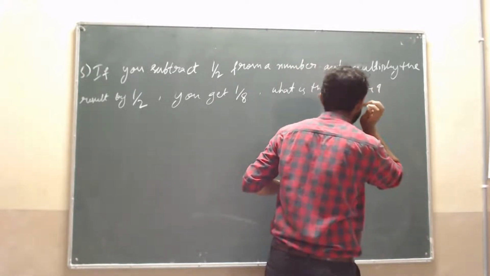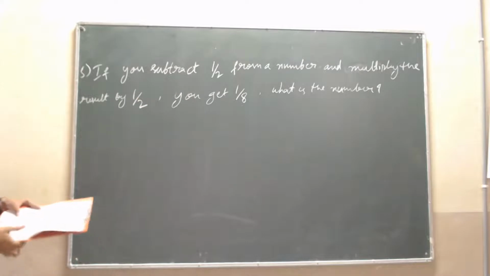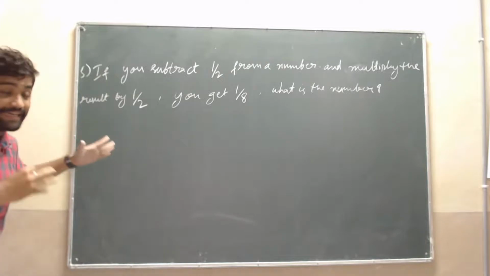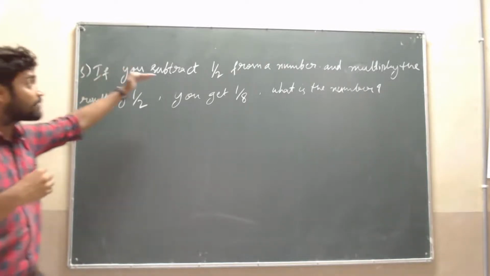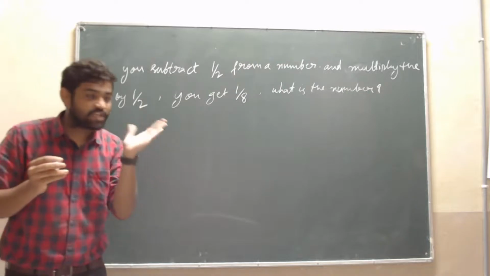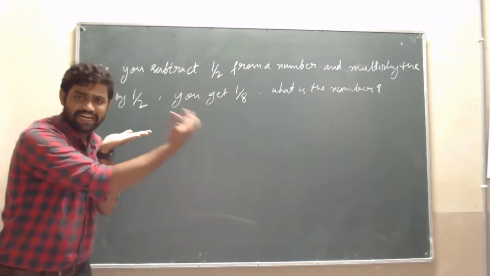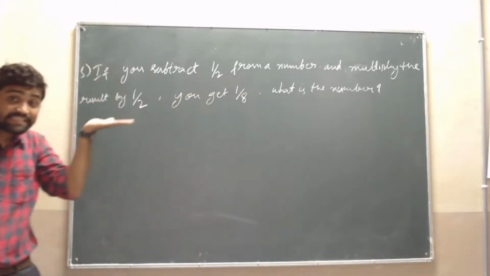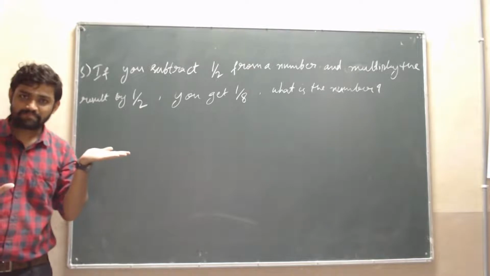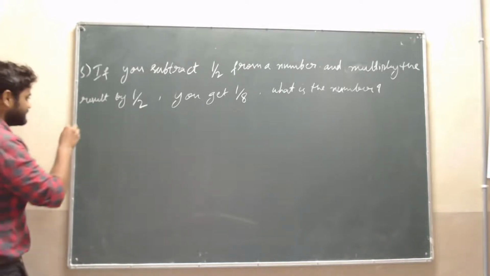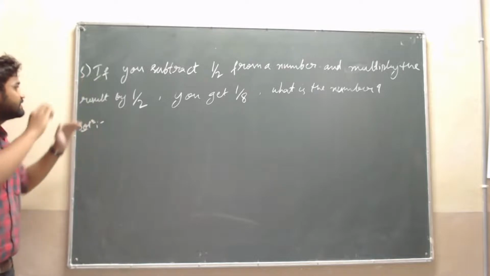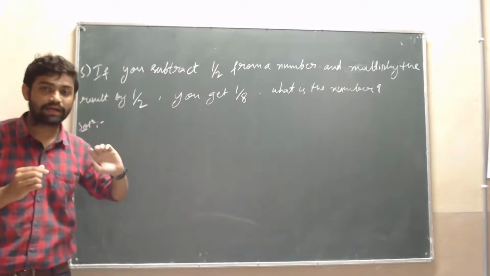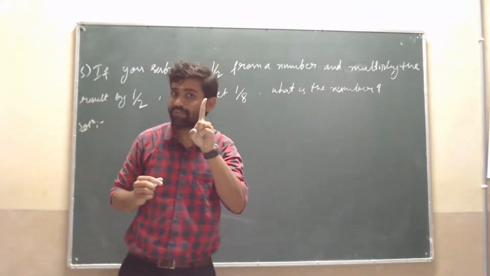Sir, the handwriting is not neat. So that's why I will read it once again. Otherwise, it takes more time to write neatly. If you subtract 1 by 2 from the number, and then multiply the result with 1 by 2, you will get 1 by 8. Then what is the number? Only one number we have to find.